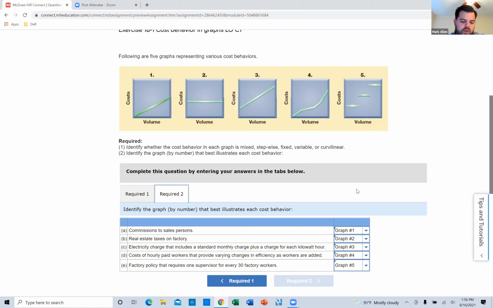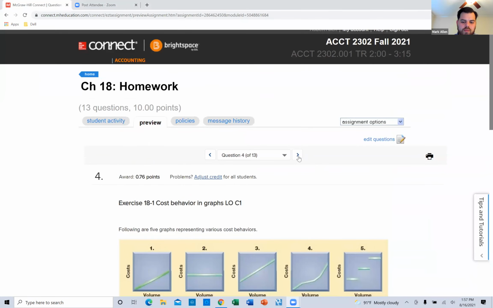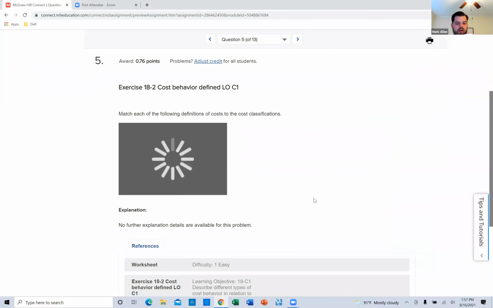The letter E, factory policy that requires 1 supervisor for every 30 factory workers. That's, of course, graph 5. So the way this one would work, if I have anywhere from 1 to 30 employees, I am operating at this level of fixed costs. But the second I hire that 31st employee, I now bump all the way until I hire 60. Once I hire 60, I'm still good. But as soon as I hire that 61st person, I have to bump because I now need a new supervisor. Very good. Okay, so those are our graphs. Very, very good question there.